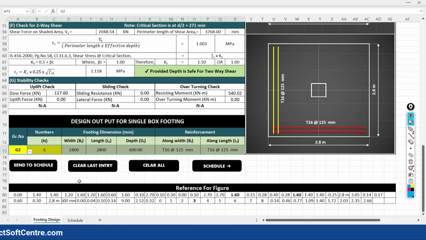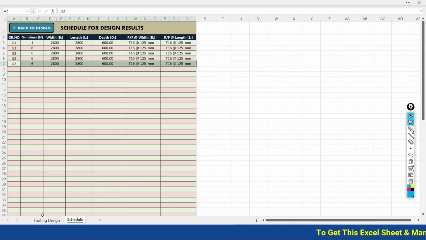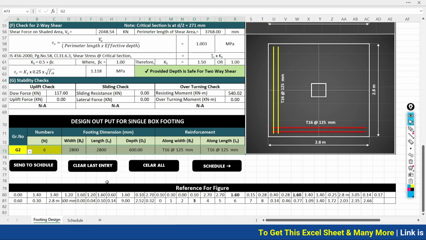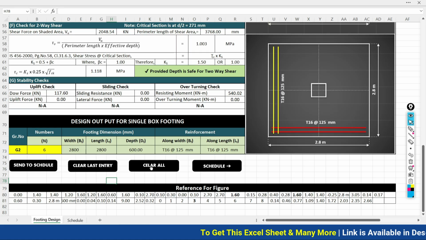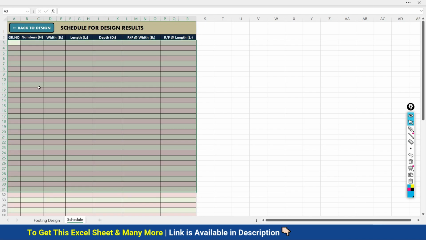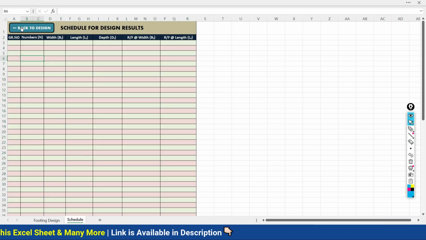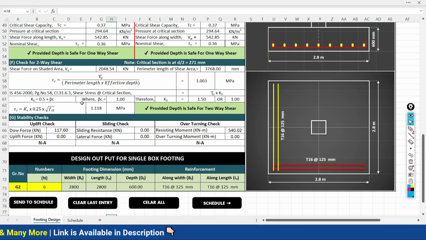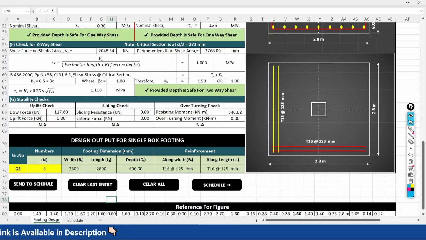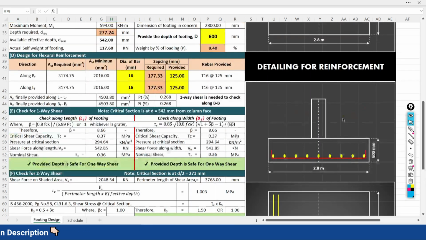Coming back to this. Now if you feel that you want to clear all the data, suppose I have sent multiple entries. Now go to your schedule. All these entries are there. Coming back to your design, I want to clear all the results from the schedule list and create a new project. Clear all. So in the schedule, all is clear. Coming back to your design. So in this way you can prepare your schedule, and this is your detailing.